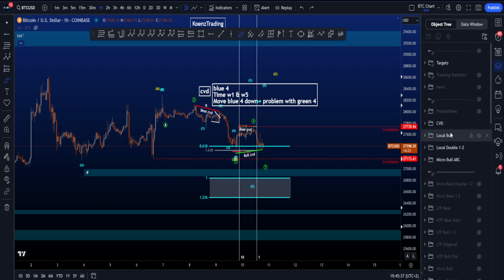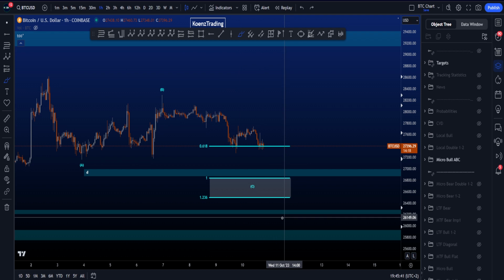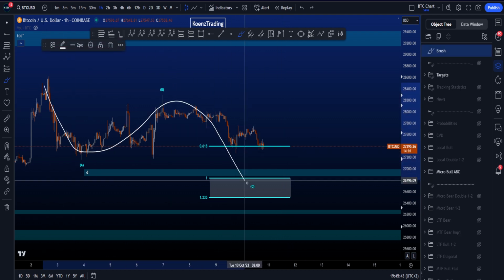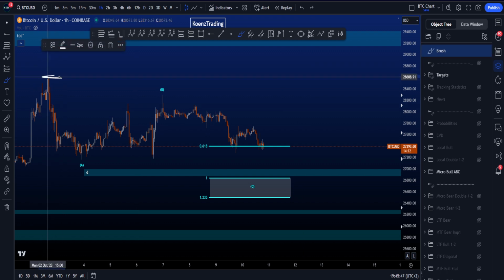Hi everyone, let's go over my bullish and bearish Elliott Wave scenarios on Bitcoin, starting with the micro bullish scenario, where we are looking for an ABC to the downside for then continuation to the upside to at least take this high over here at 28.6k.